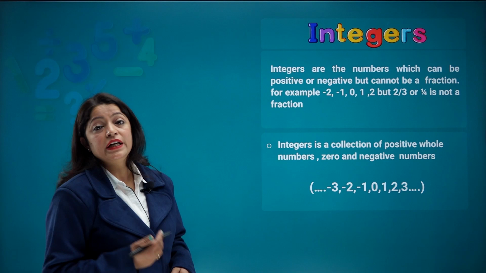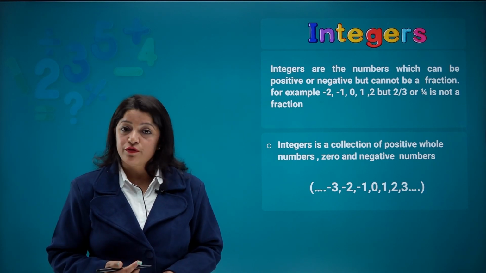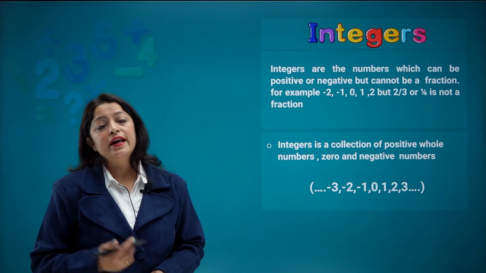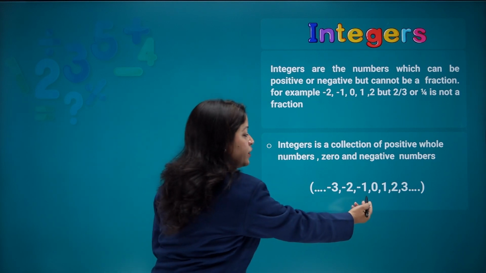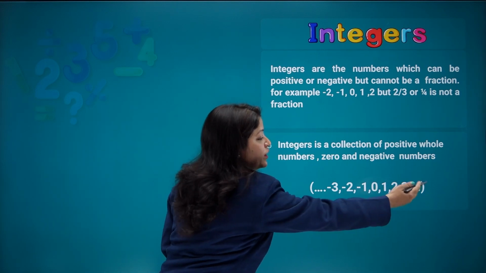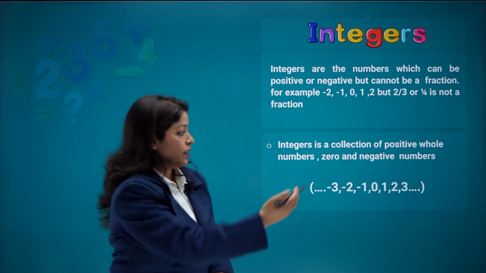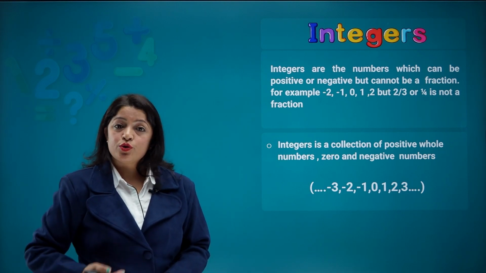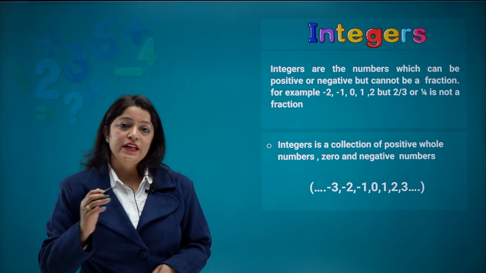Also, we can define integers as a collection of the positive whole numbers, 0 and negative numbers. In simple terms, you can see here, they all are negative numbers with 0 and all the positive numbers. It may continue after 3 as well. So here we got to know what basically an integer is.